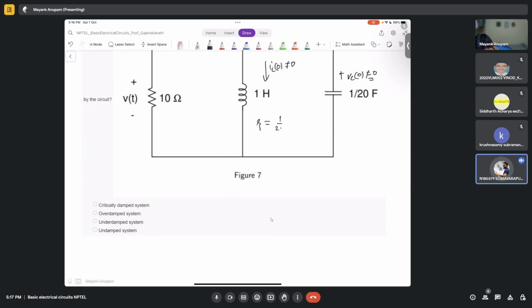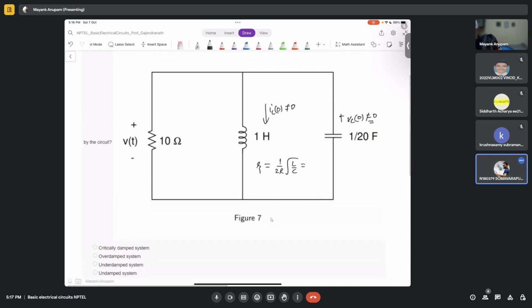So what is zeta? Zeta is 1 by 2R times root over L by C. Yes, right. So what is that here? 1 by 2 into 10, times root over L by C, which is 100 divided by 1 by 20. So it is 20 here. Correct.